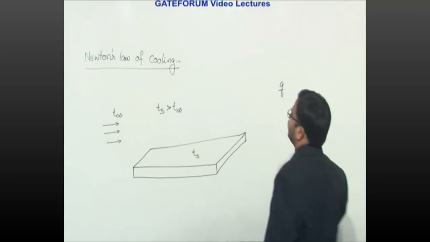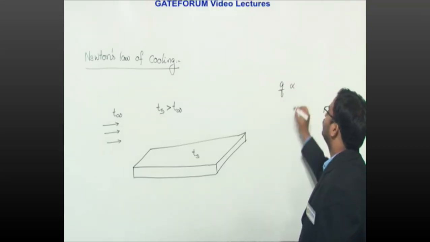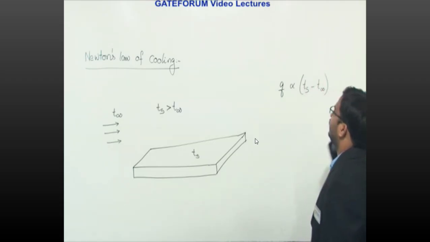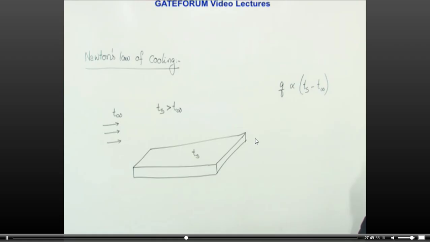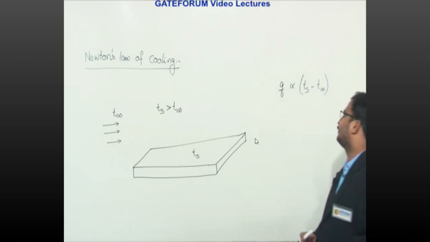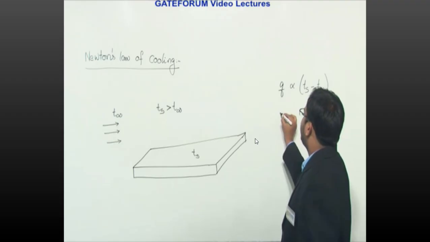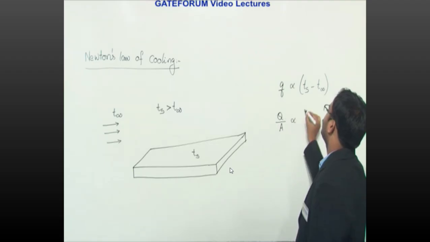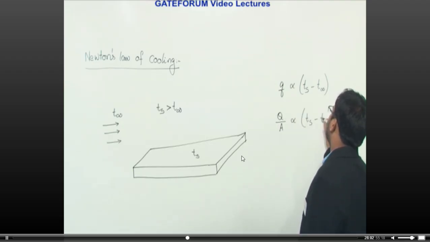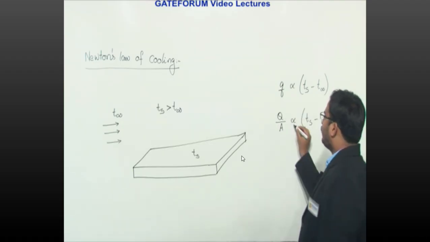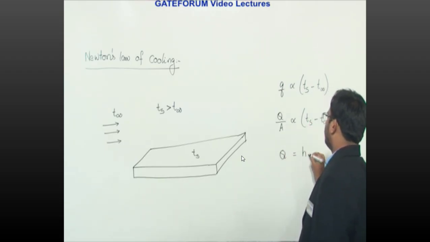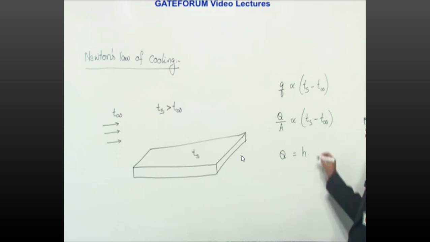Heat flux is directly proportional to the temperature difference, which is Ts minus T infinity. So heat flux is directly proportional to the temperature difference here. Now we can write this heat flux as heat transferred per unit area, which is directly proportional to Ts minus T infinity. In order to remove this proportionality, we will use a constant called h, multiplied by A into Ts minus T infinity.